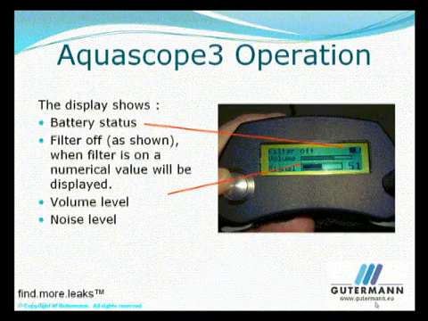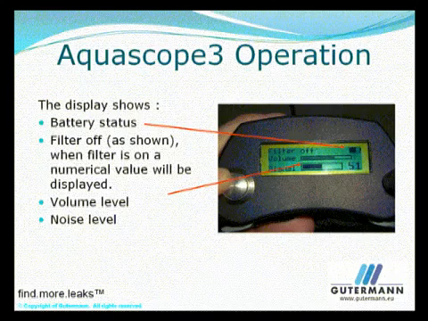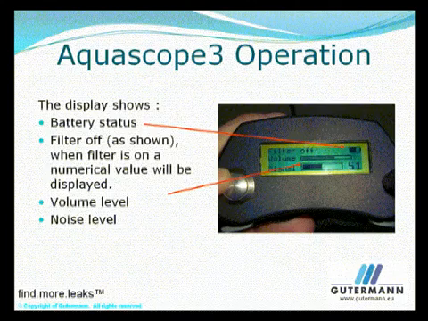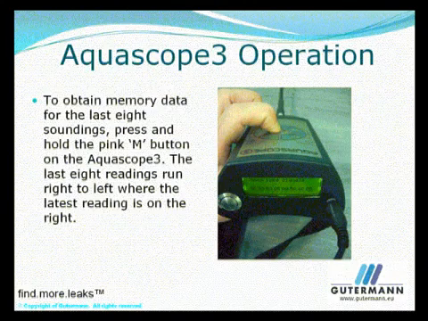The screen shows the volume level, signal, filter status, and battery status. When a reading has been taken, it also displays a 2-digit number. This is the noise level from the current or last reading. The signal is a real-time display of current noise level. To display a historical list of previous noise levels, press and hold the M button on the front panel. This will display the last 8 readings from right to left.